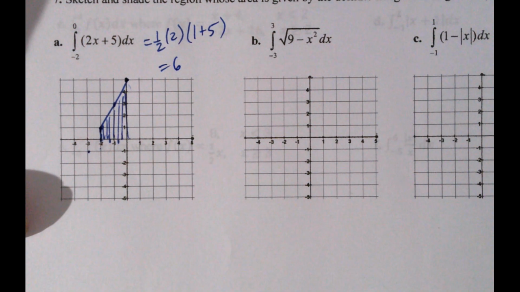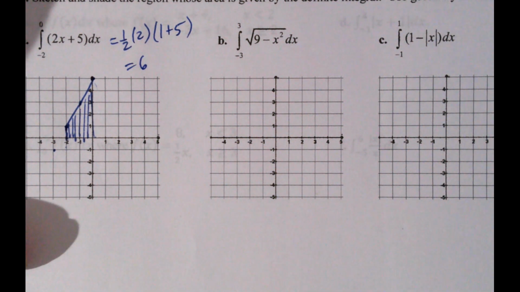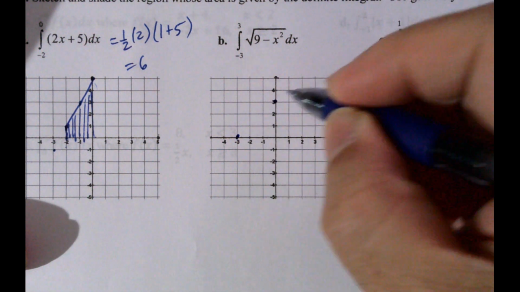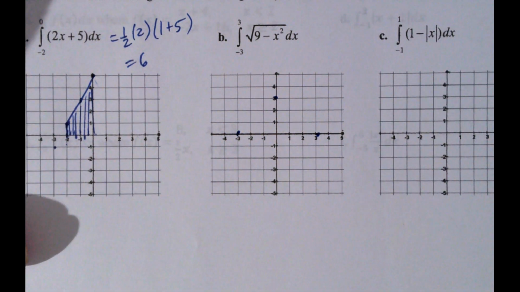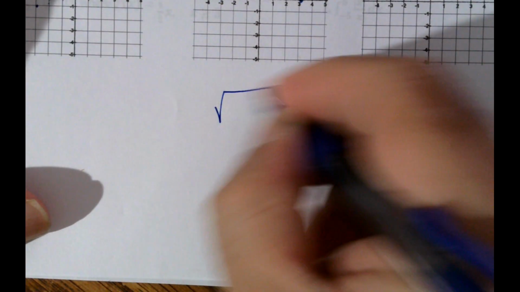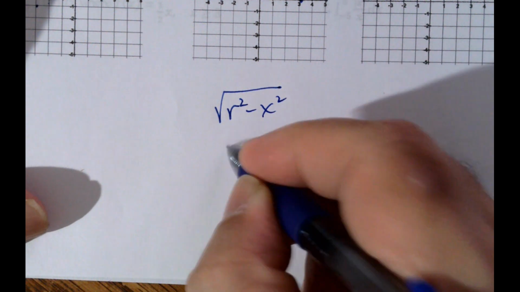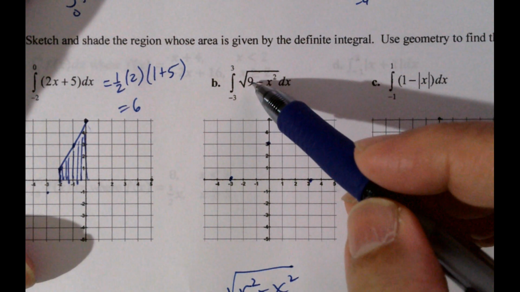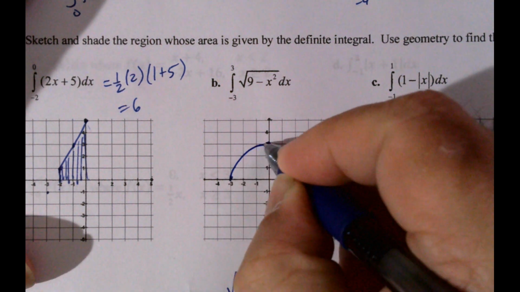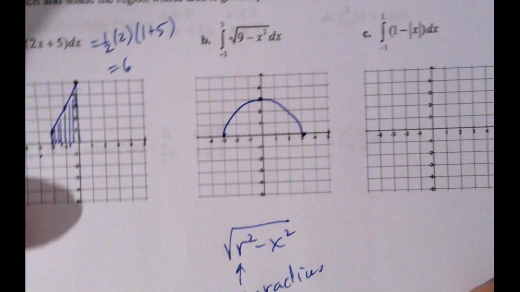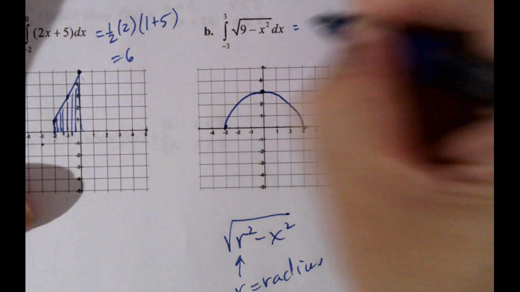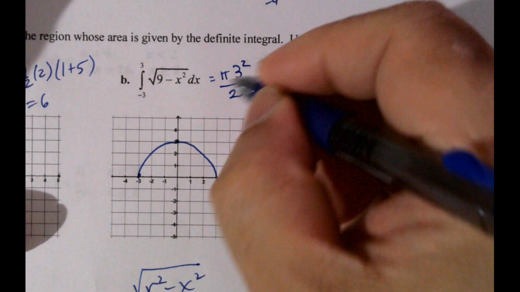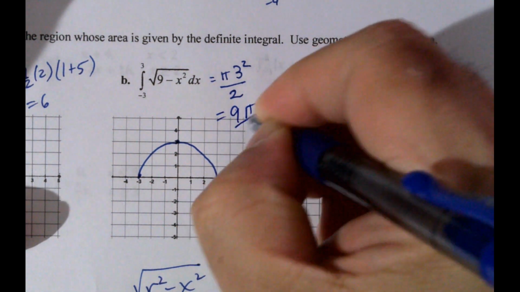All right, square root of 9 minus x squared is the equation of a semicircle with a radius of 3. If you're concerned with being able to recognize that on a test, the equation of a semicircle looks like this: the square root of r squared minus x squared, where r is the radius. This is the square root of 9, so that's how I know the radius is 3. So this is my semicircle with radius 3. The area is pi r squared, with radius 3, divided by 2. So it's 9/2 pi, or 9 pi over 2.